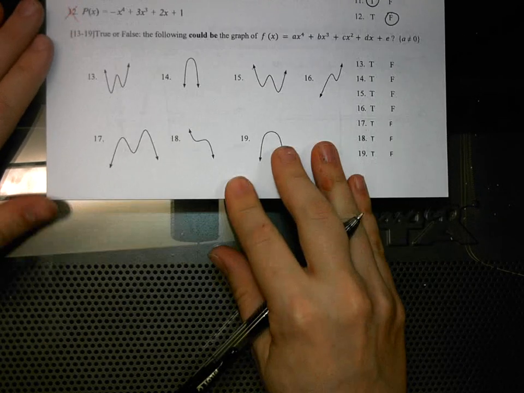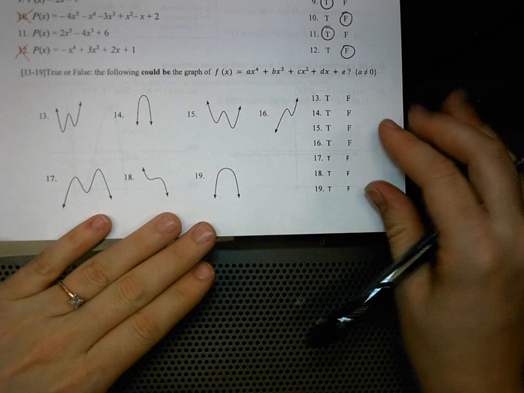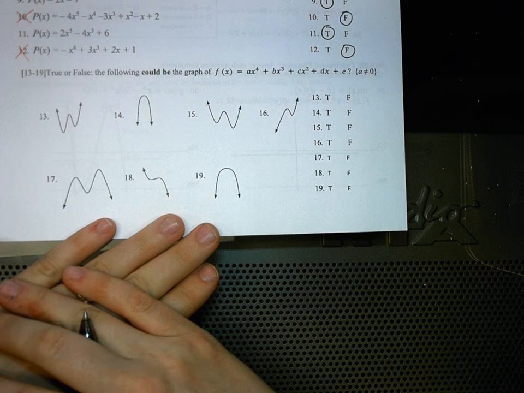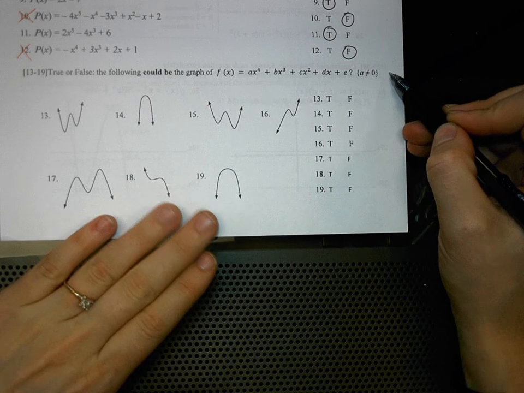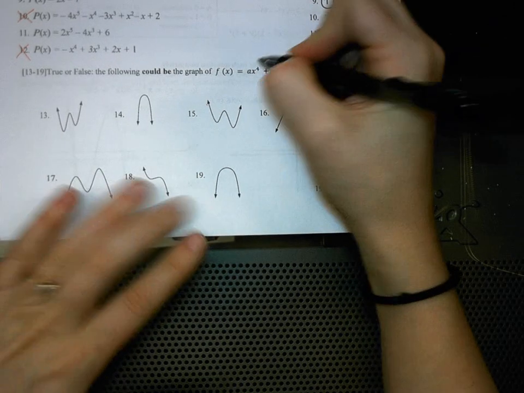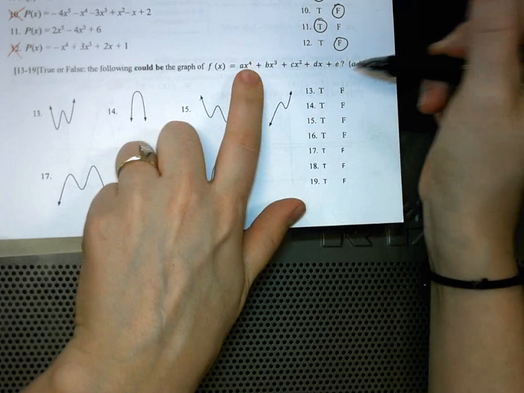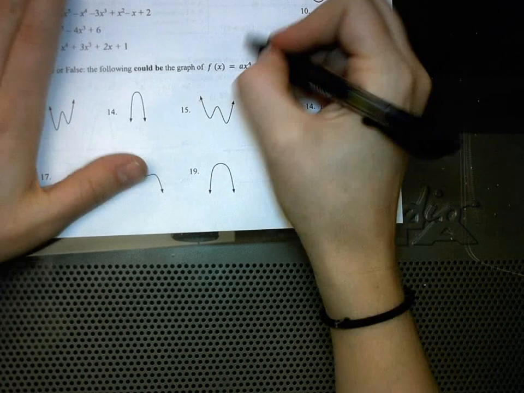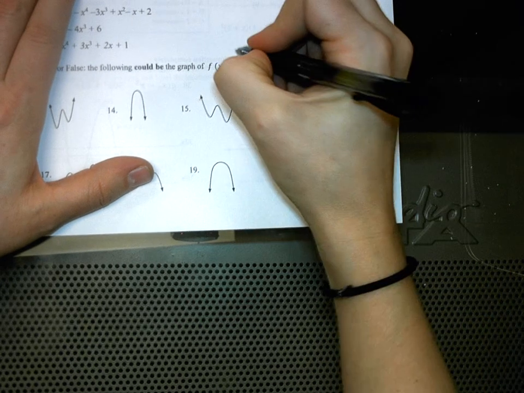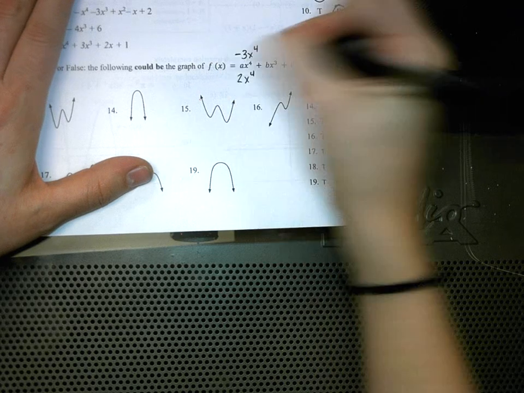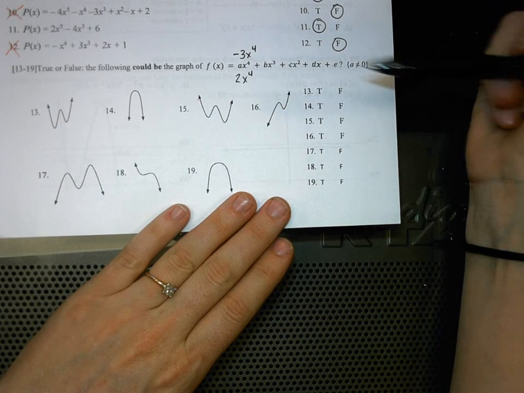Moving down to 13 through 19, which of the following could be a graph of a of x to the 4th plus b of x cubed plus c of x squared plus d of x plus e, where a is not equal to 0? If a was equal to 0, we wouldn't have a 4th degree, we would have a 3rd degree polynomial. But a can't be 0. It can be a positive number, like 2x to the 4th. It can be a negative number, like negative 3x to the 4th. All of these other letters can even be 0, but a cannot be 0.